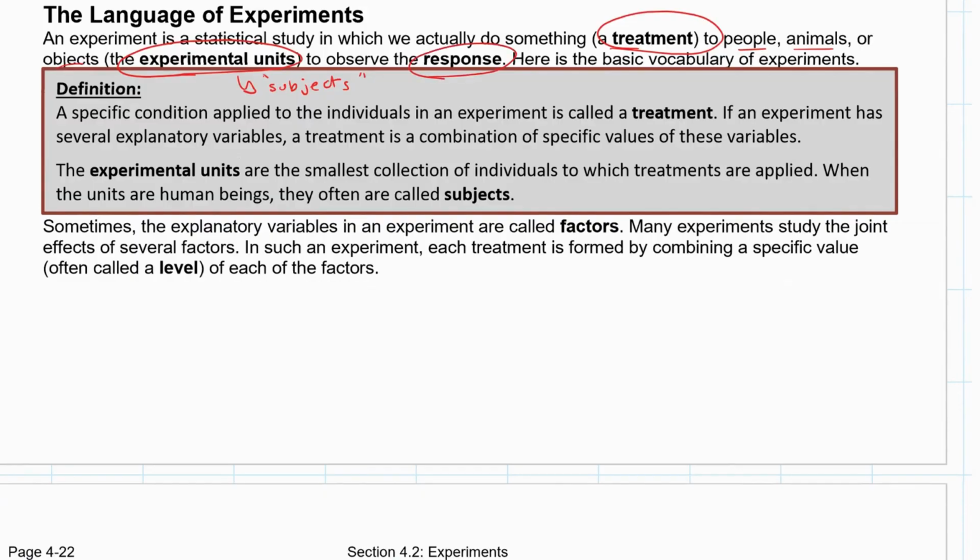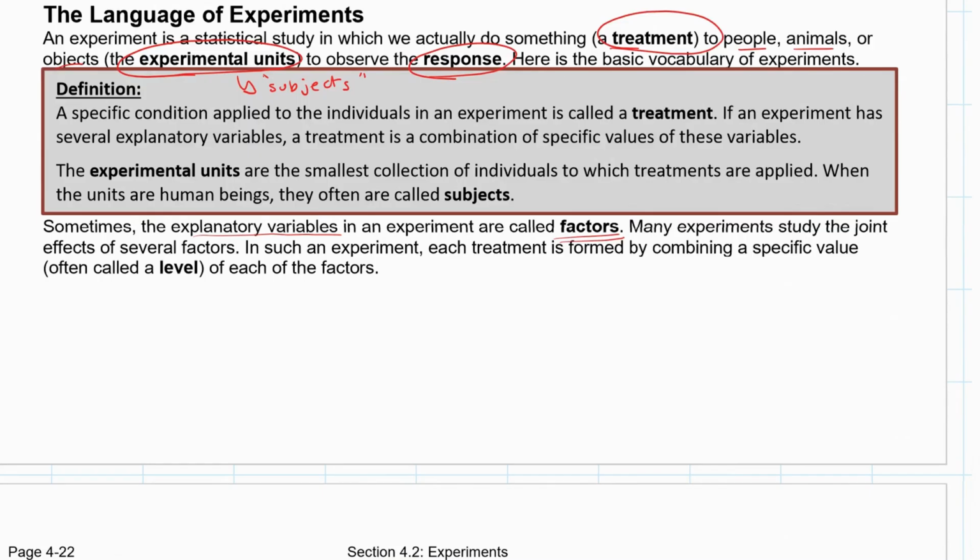And we go and we try to observe a response. The explanatory variables may be called factors. For example, if I force a kid to eat dinner with their family, some of the people in the experiment may be forced not to eat with their family. Those are two different factors.